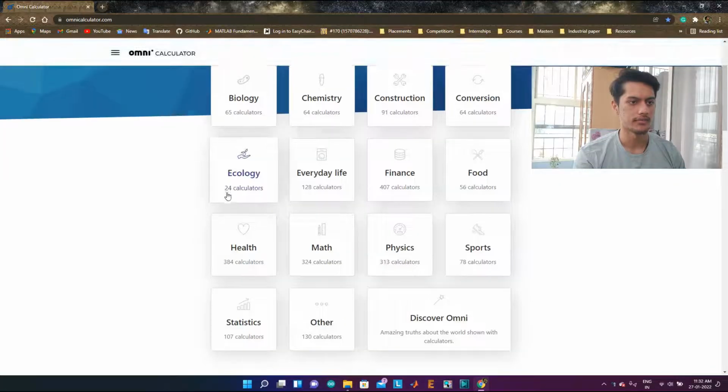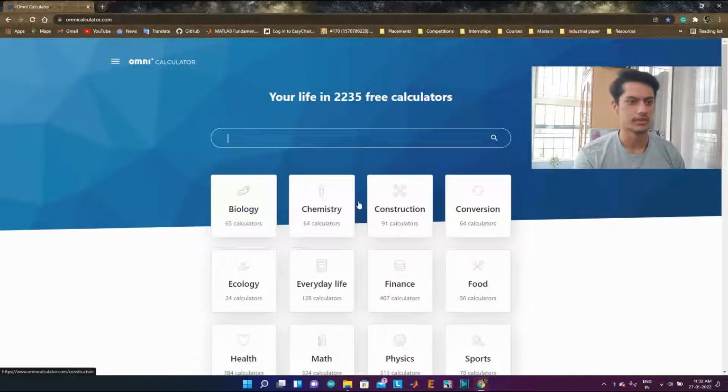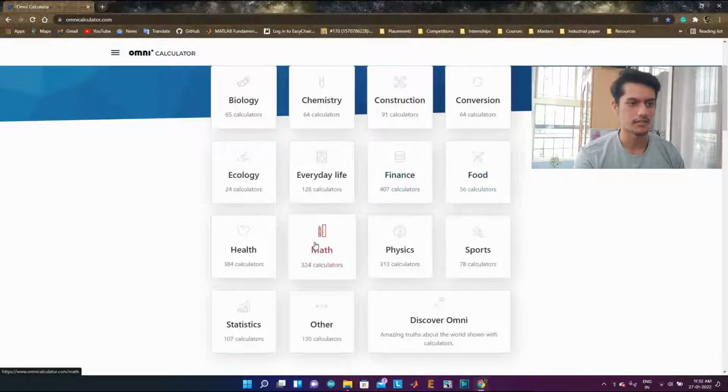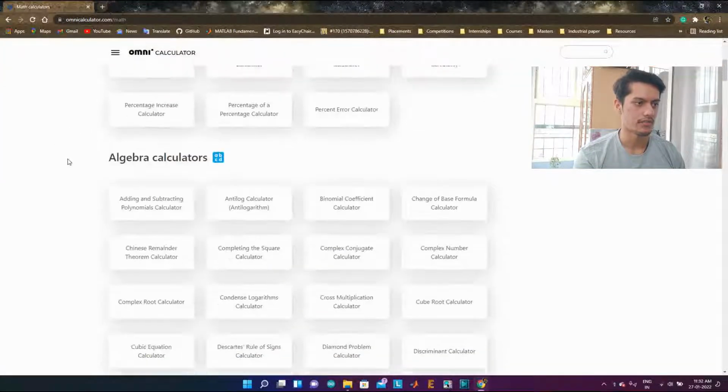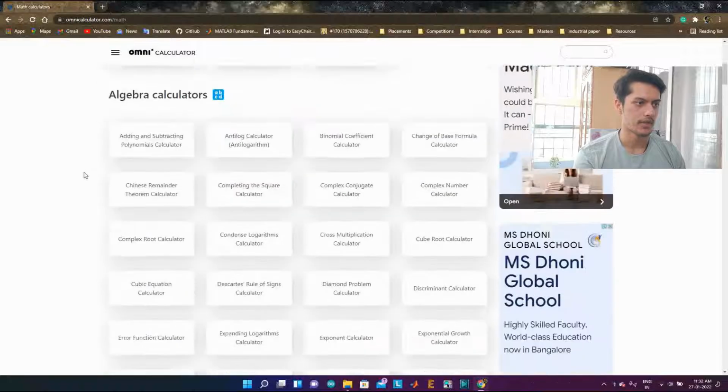Now you can go to Omni Calculator right here, and this is how the page looks. There is biology, chemistry, construction, food, finance, math, physics, sports, health. So imagine I click on math. You have percentage calculators, algebra calculators, and all that.